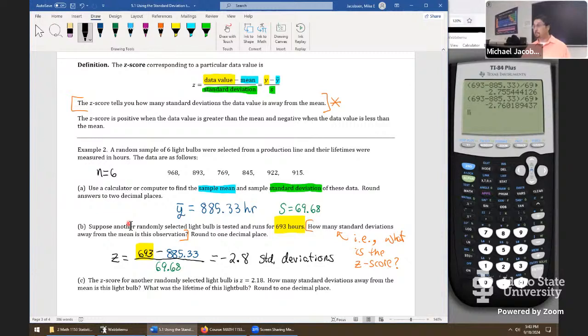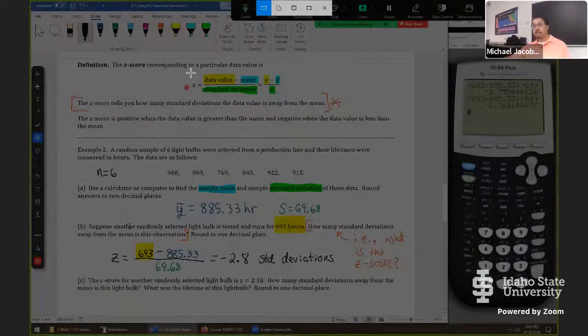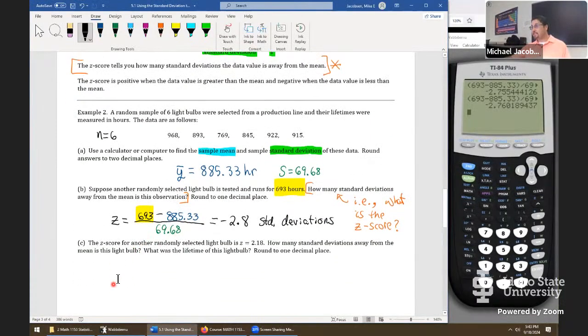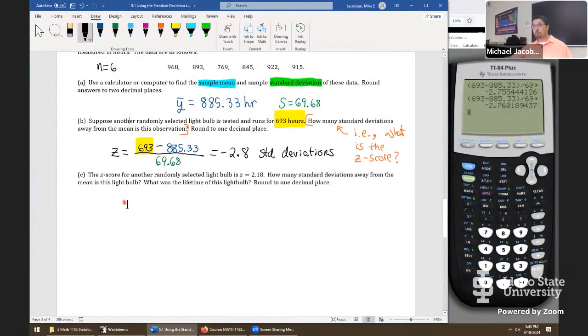Any questions at the moment with Part B? Okay, so Part B and Part C, it's more about just getting used to what the formula is, what it does for us. And here's where it gets a little bit trickier, I'd say. Kind of related to the earlier question. Part C does not give a data value. Instead, they tell us the z-score for another randomly selected light bulb is 2.18.